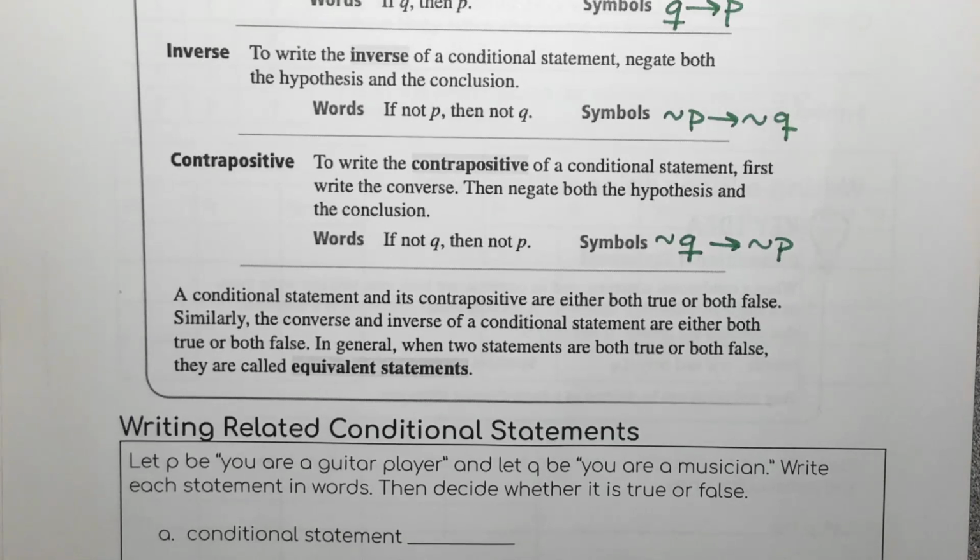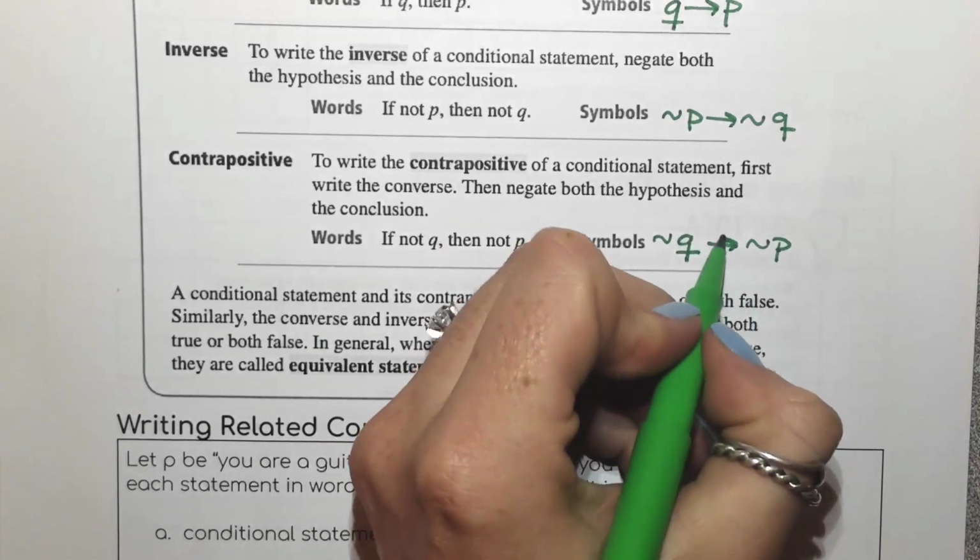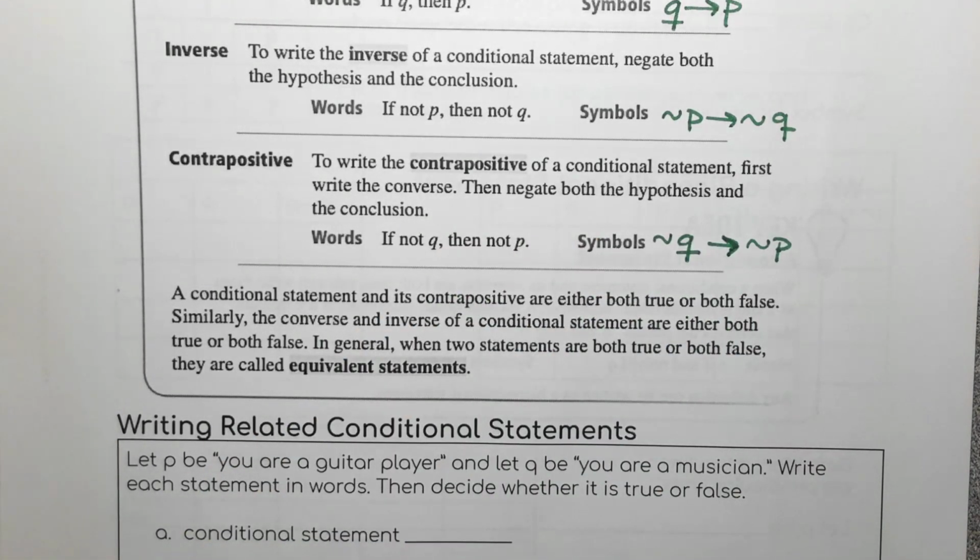Wait, why have to draw a line again? The arrow? Yep. That means it implies the next thing. No, for like Q. Oh, so they don't look like lines? Oh. So I draw a line through mine.